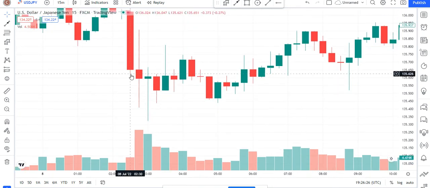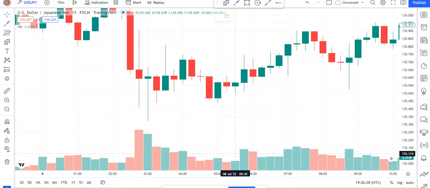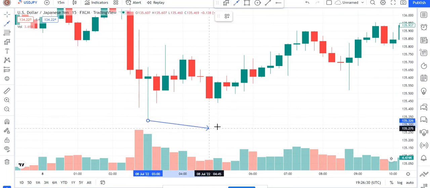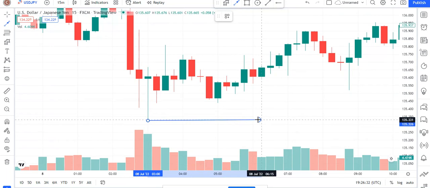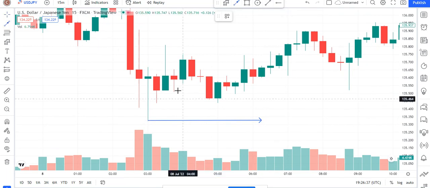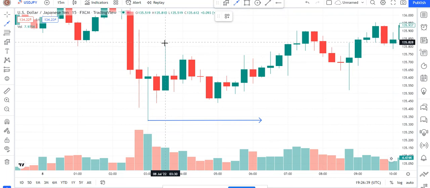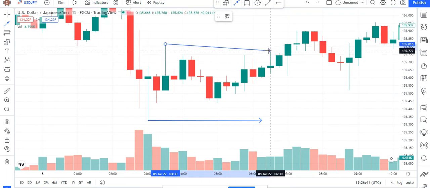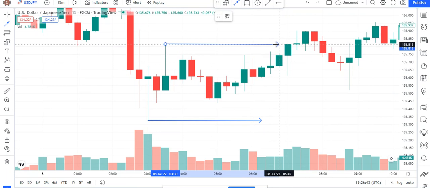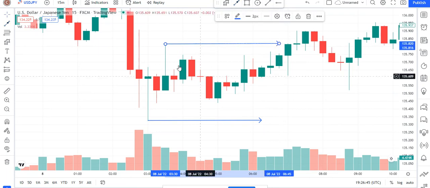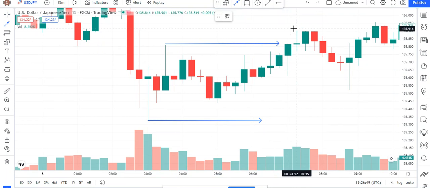Okay, so let's say this is our range now. We formed a low here, then we formed a high here. Okay, so after we formed this low and high, we now formed a higher high.